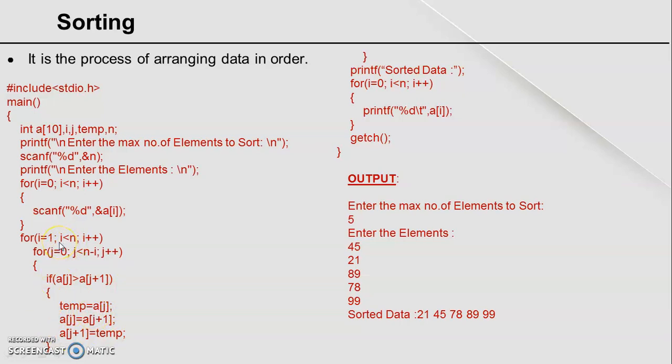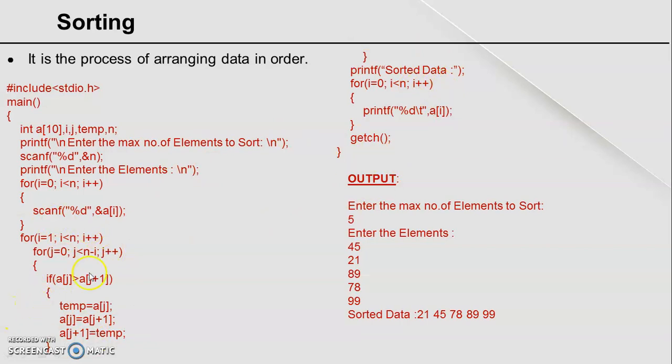Similarly, if i becomes 2, it will run from j equal to 0, j less than n minus 2, meaning n minus 2 iterations. So in each pass, the number of comparisons will decrease, and finally, when i becomes n minus 1, j will run from 0 to j less than 1, meaning only a single iteration will be performed. After completing all these passes, our data will get sorted.